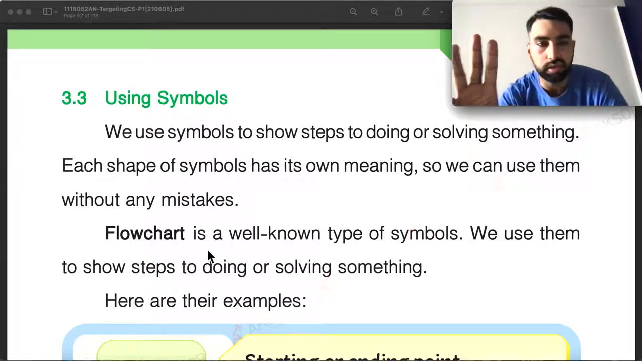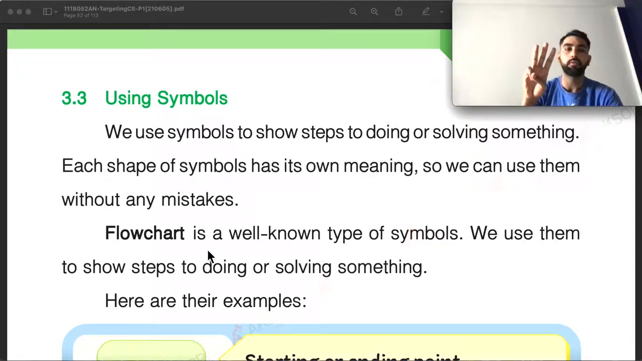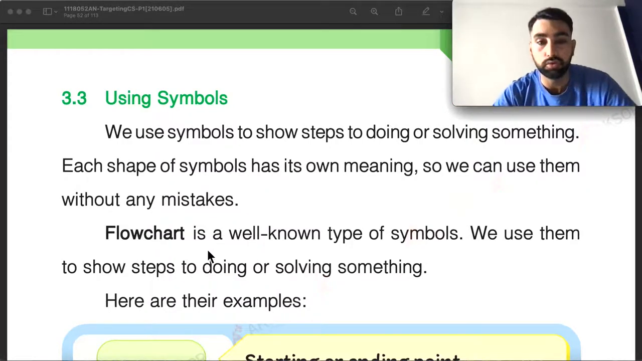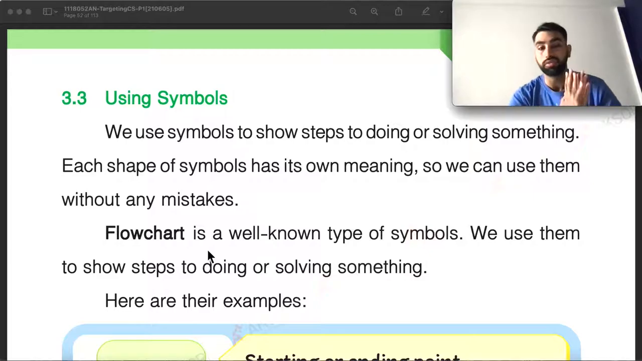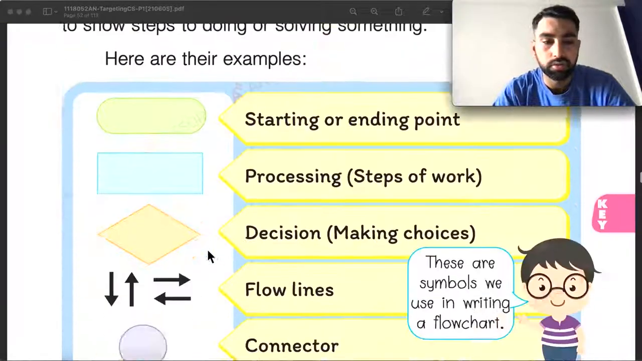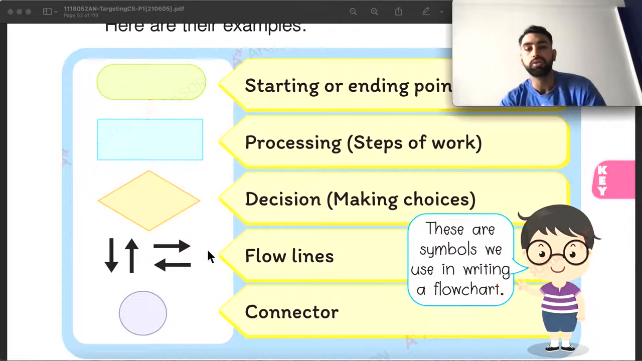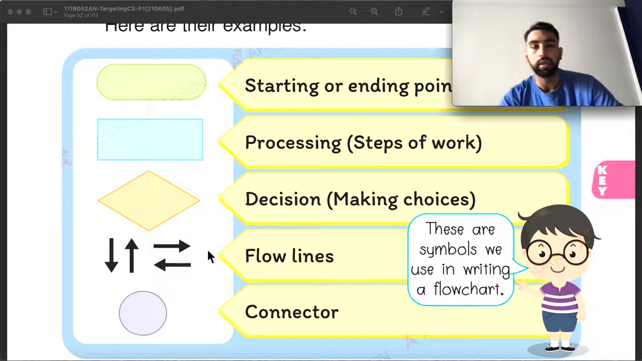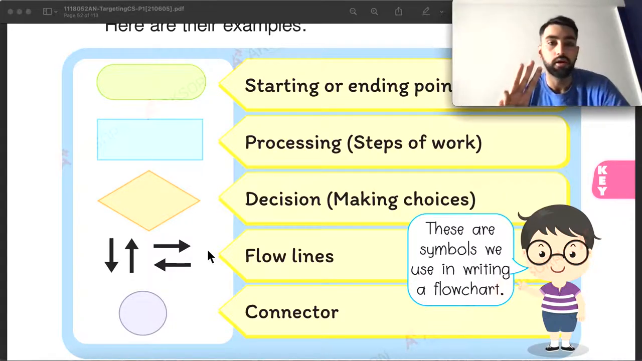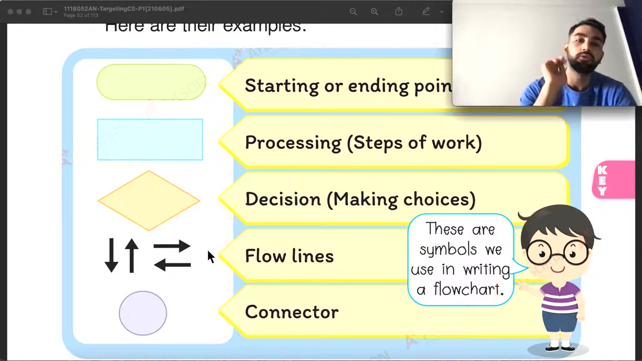And number three step we have is solving problems using symbols. We use the symbols to solve the problem. So which kind of symbols do we use? These are the symbols that we use for solving a problem in type 3 of the algorithmic problem solving technique, all right? So in this one, we use symbols.